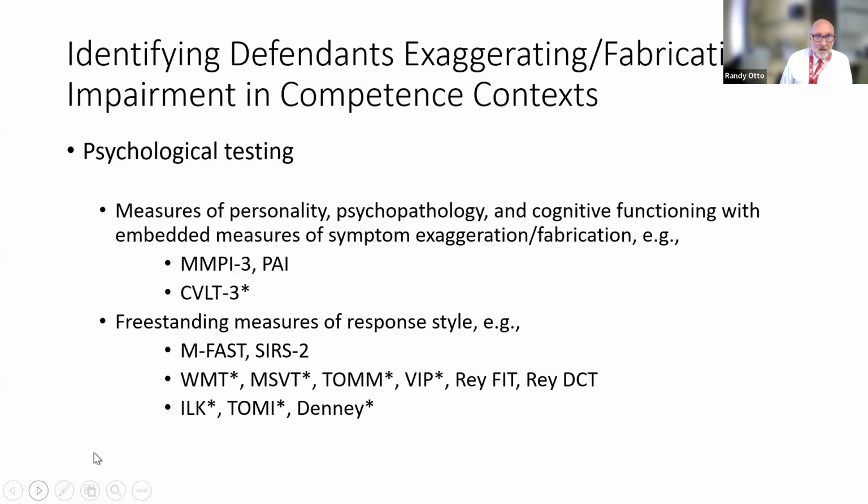And then there's a whole host of freestanding measures, what I call freestanding measures of response style. Things like the MFAST and the SIRS-2, designed to identify people exaggerating, fabricating psychotic spectrum symptoms. A number of tests have been developed to identify people feigning memory impairments or limitations in intellectual functioning, specifically the VIP there. And then we have at least 3 measures designed specifically to identify people feigning limitations in their knowledge about and understanding of the legal process.